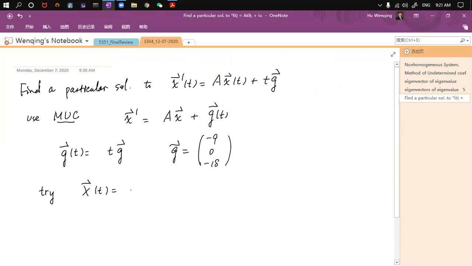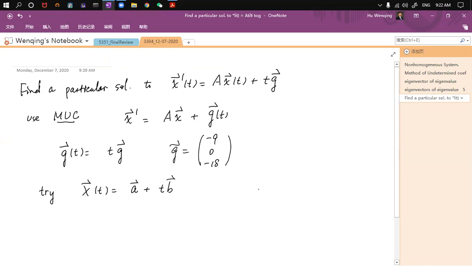So how do we write a general polynomial? Well, the general polynomial should look like a plus t times b. It's the same thing as a plus b times t, which is a first order polynomial. Here, the coefficients are replaced by vectors. Is that good for everybody? Okay, the coefficients are replaced by vectors.